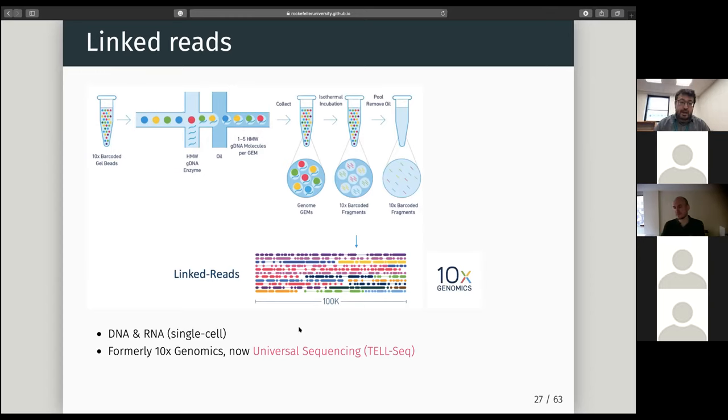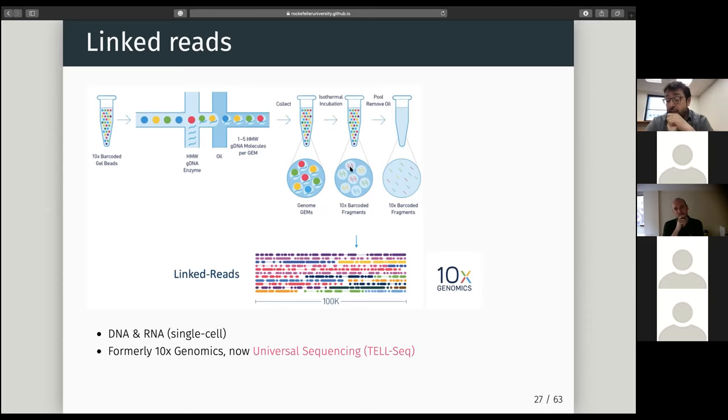So the way it works is you have these beads, they're called gems, these gel bead emulsions. So essentially they're little bubbles inside oil. And in each of these gems, you will have a handful of DNA pieces. We're talking about long DNA pieces, 50 KB, 60 KB or more. So you collect all these gems. You do what they call an isothermal incubation, which is essentially a PCR. Inside those, each of these fragments is going to be amplified in small pieces. So you're going to have interspersed small pieces amplified in this bubble.